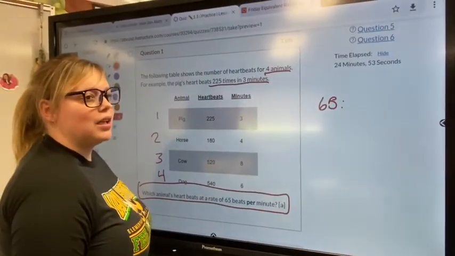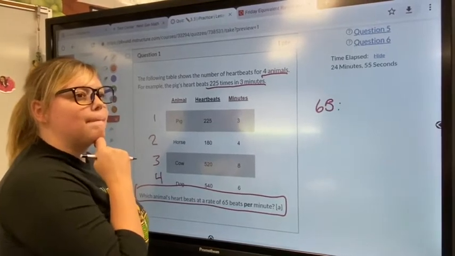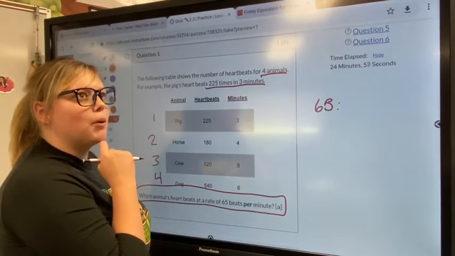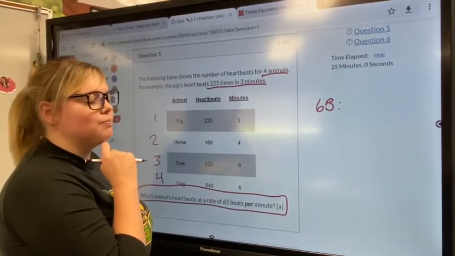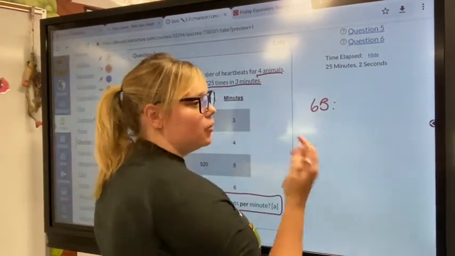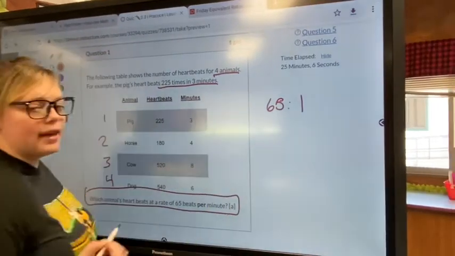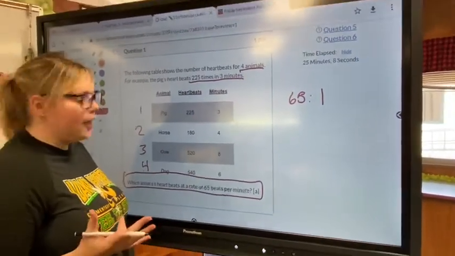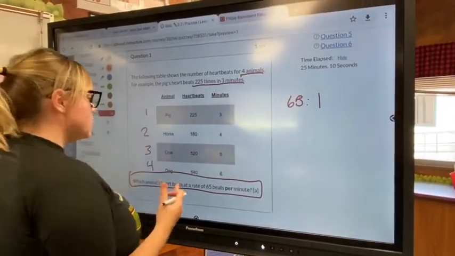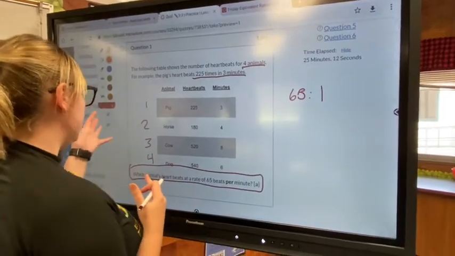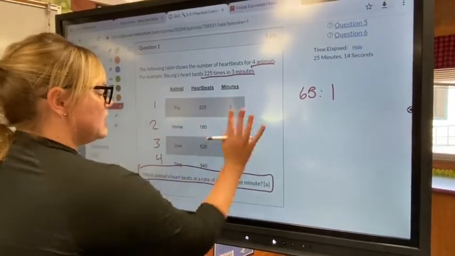Per minute. What does that mean? I feel like per is a vocab word. Per means for 1 minute. So 65 to 1, and that would be a unit ratio. So we need to figure out which one of them beats at a rate of 65 to 1.